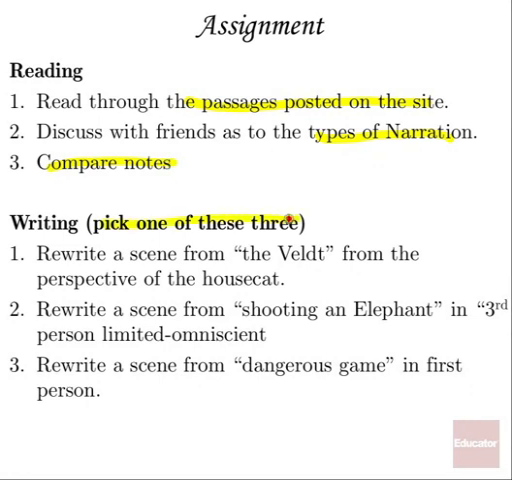Pick one of these three, about 500 words. Rewrite a scene from The Veldt from the perspective of the family's house cat. Or rewrite a scene from Shooting an Elephant in third-person limited omniscient narration. Or rewrite a scene from The Most Dangerous Game in first person. It's up to you whether you want to pick major character or minor character or protagonist or antagonist. That's all up to you.